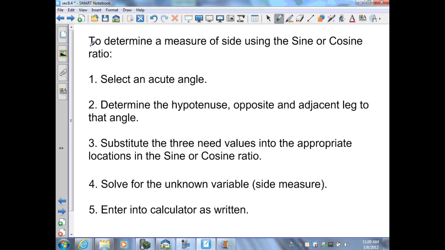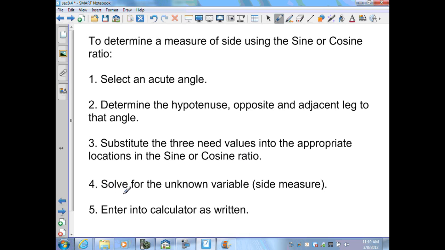As we did with the tangent ratio, we want to be able to determine side measures. We want to do the same thing, but instead of the tangent, we want to use sine and cosine ratios. Our procedures are very similar. The first thing I need to do is select an acute angle. Again, it doesn't matter which one I use, as long as I associate that with the correct sine or cosine ratio. Number two, I need to determine the hypotenuse, the opposite and adjacent leg compared to the angle I selected. Number three, substitute the three needed values into the appropriate locations in the sine or cosine ratio.